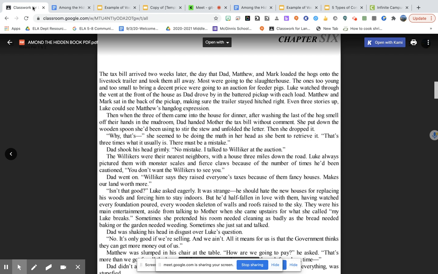All right. So the tax bill arrived 2 weeks later. That day, Dad, Matthew, Mark. Okay, this guy has his hangdog expression. Then, when the three of them came into the house for dinner after washing the last of the hog smell off their hands in the mudroom, Dad handed Mother the tax bill without comment. She put down the wooden spoon she'd been using to stir the stew and unfolded the letter. Then she dropped it. If she's dropping it, what does that tell you?